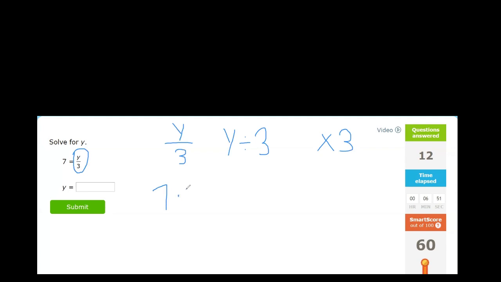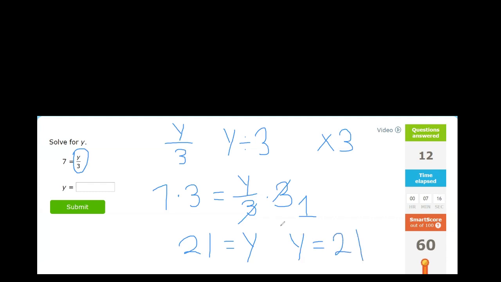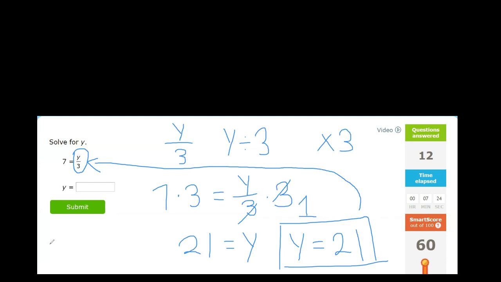We're going to multiply 7 by 3 on the other side by 3. And you might notice that 3 divided by 3 here just cancels out to be 1. So we have 7 times 3, which is 21. And so we get y equals 21. And again, you can check this answer by plugging it back into our original equation. Indeed, 21 divided by 3 is 7.